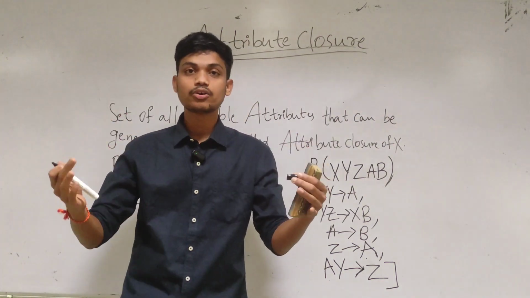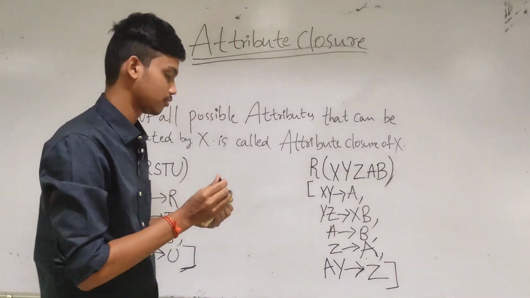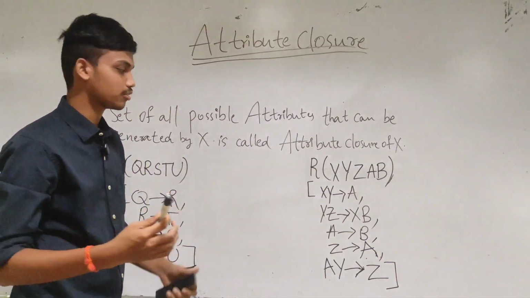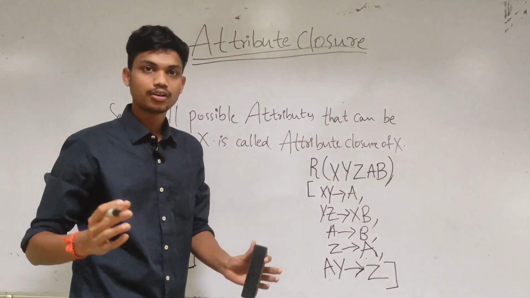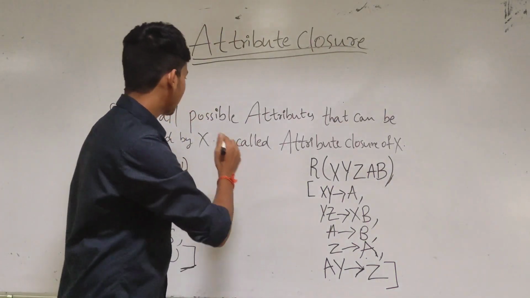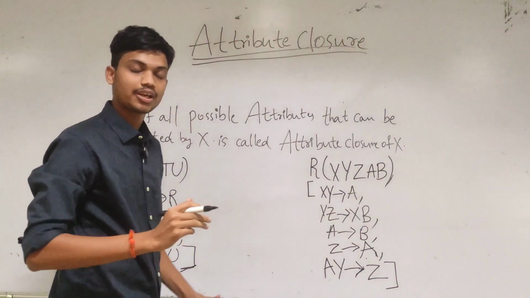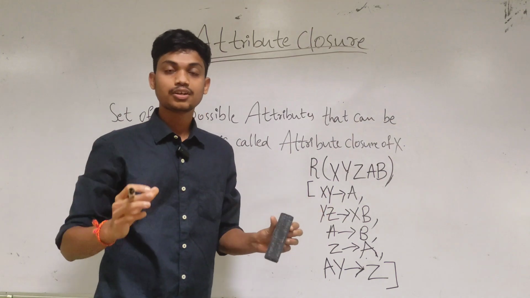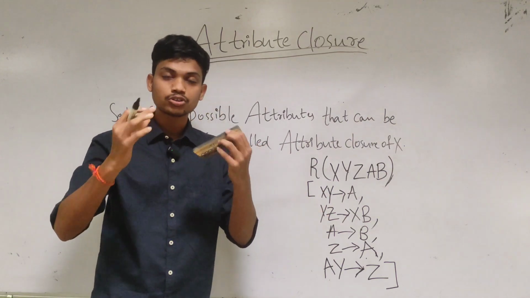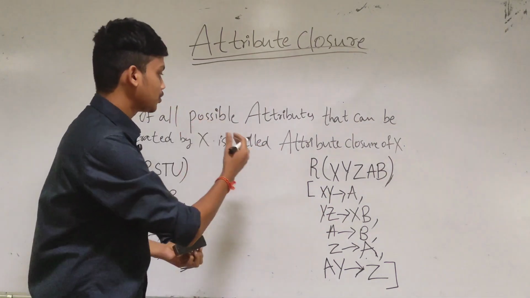Today we are going to discuss attribute closure. First, what is attribute closure? For example, we take a table that has many attributes, and with any one of the attributes we are able to get all the possible attributes. That is said to be the attribute closure.